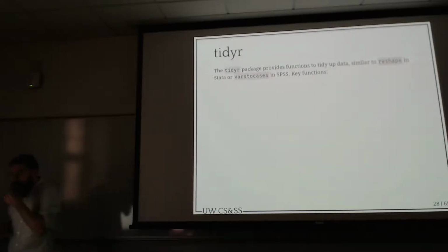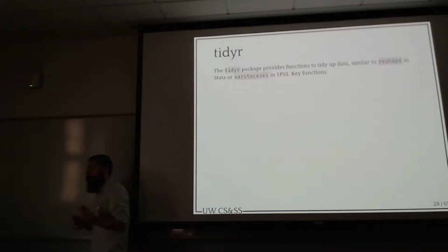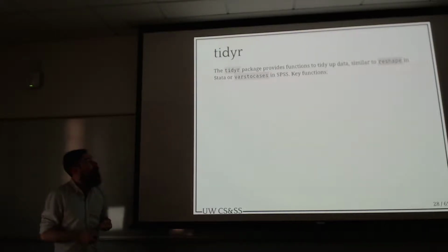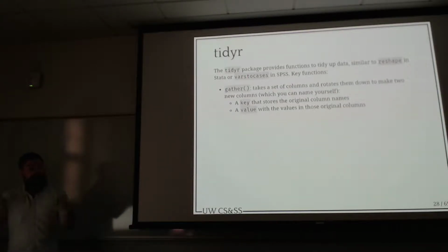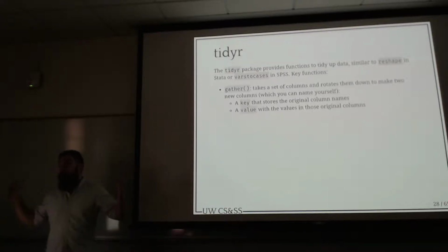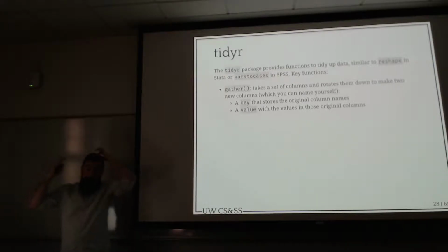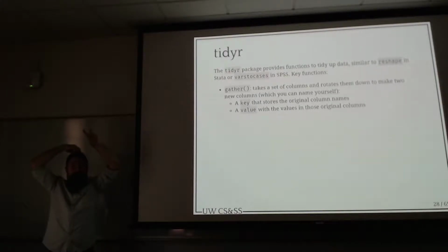Okay, so the tidyr package in R, part of the tidyverse, one of the core packages in there, provides functions for tidying up data, similar to, if you're working in Stata, the reshape functions in Stata, in SPSS, varstocases. Key functions in tidyr are gather. Gather takes a whole bunch of columns, 2 to thousands. It will take those columns that are wide data and rotate them down to make 2 columns, one that has a key, one that has a value, and we're going to talk about what keys and values are.